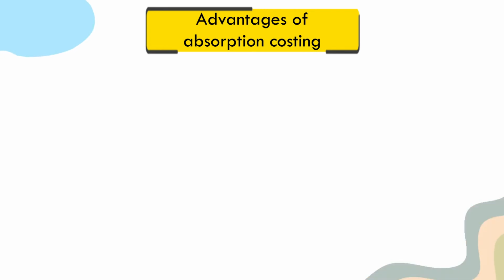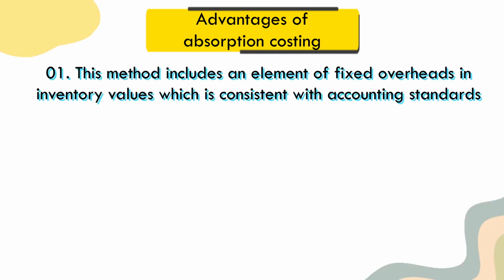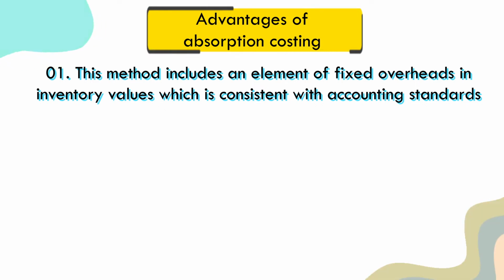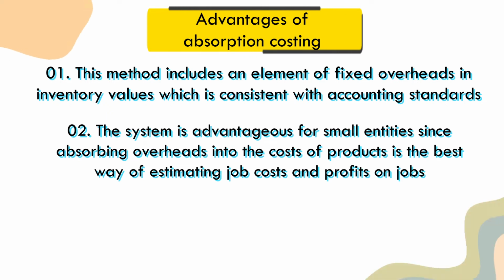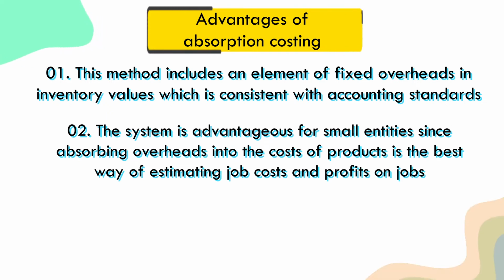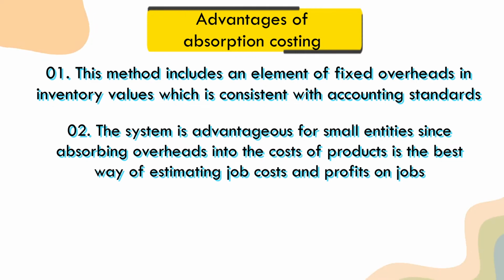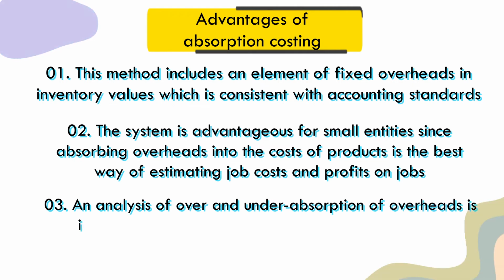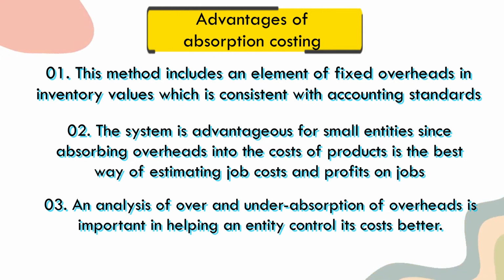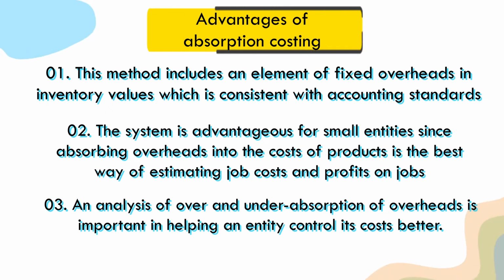Advantages of absorption costing. This method includes an element of fixed overheads in inventory, and hence it is consistent with accounting standards. Secondly, the system is advantageous for small entities since absorbing overheads into costs is the best way of estimating job costs and hence profit on jobs. Thirdly, an analysis of over or under absorption overheads is important in helping the entity control its costs better.